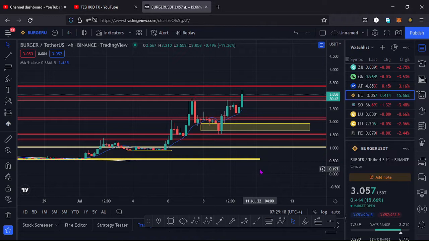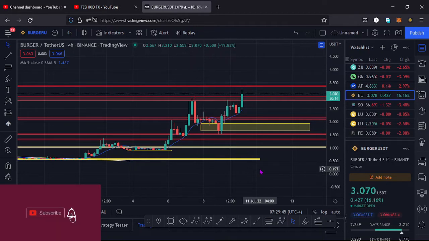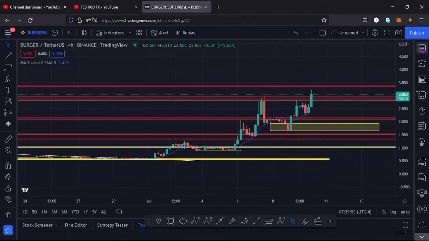I'll be giving you a price prediction update on Burger, whose current price stands at the $3.059 mark, and here on TradingView the market is up by 15.82%, and I want to give the key scenarios that I expect to play out on this chart, and I'll be basing my analysis on the Fibonacci's and the support and resistances.